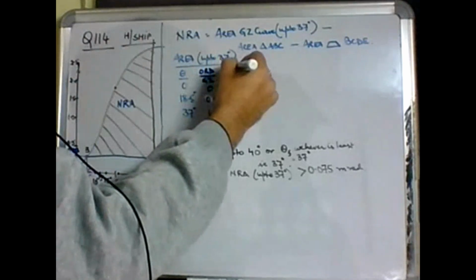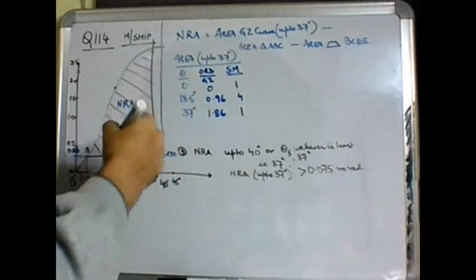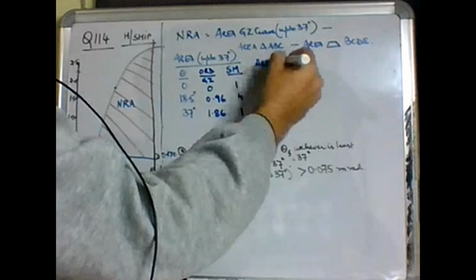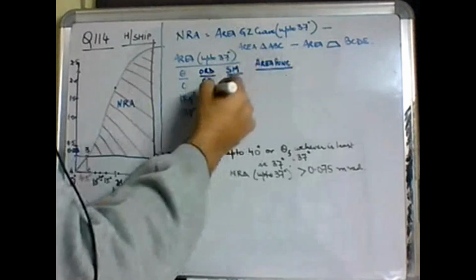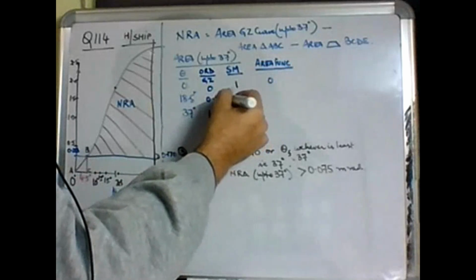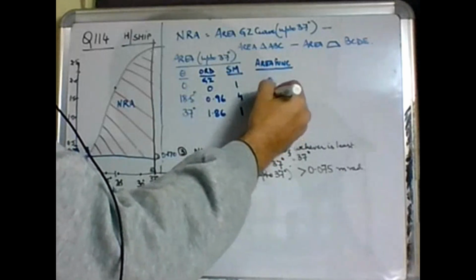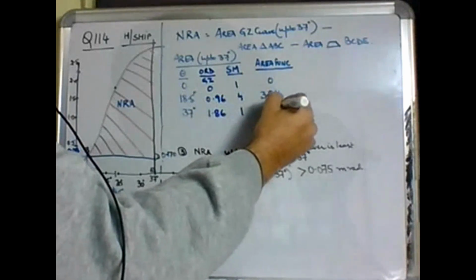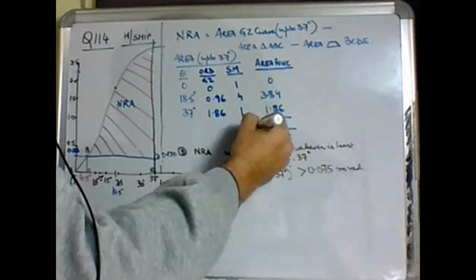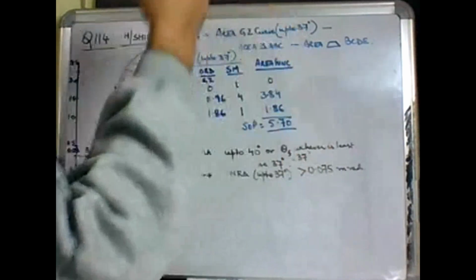इसमें मैं सिम्पसन मल्टीप्लायर लगा रहा हूं. 1, 4, 1. Next column, area function. 0 ones are 0. 0.96 into 4, 3.84. 1.86. सबको ऐड कर दो. ये आपको देगा SOP 5.7. 5.70. Yes.